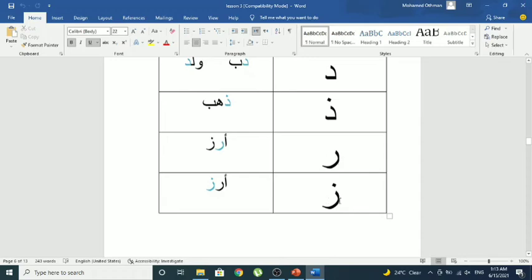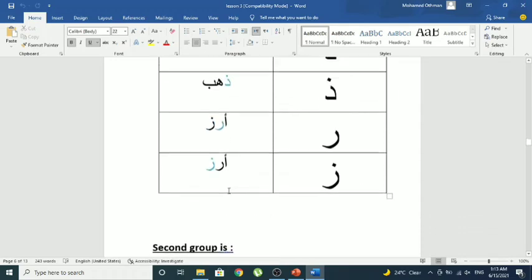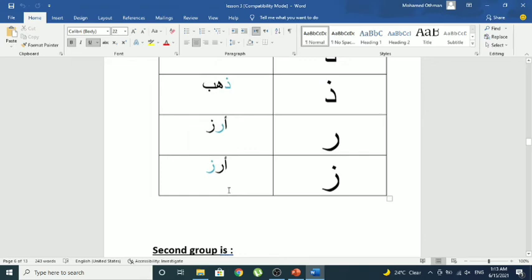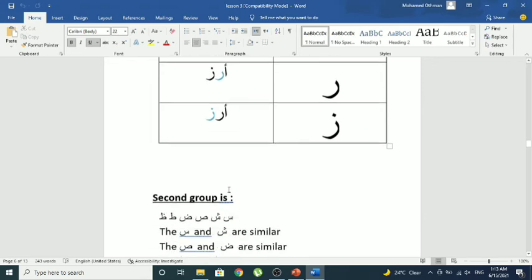and Zain. Our example is the same because it has the two letters. It is Urz. For Ra, it is in the middle here. Urz, and Zain, it is like Z. Urz, Z, Urz. Okay, it's complicated now, but you will learn it, inshallah.